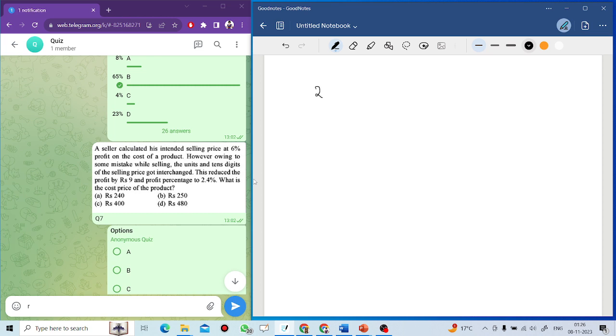If I take 240 as the cost price, the selling price will be 240 into 1.06, so this will be 254.4. Now if these two digits get interchanged, this will be 245.4, and the profit percentage will also change. Let me check. 254.4 minus 245.4, so this got reduced by 9. So this option can be considered.